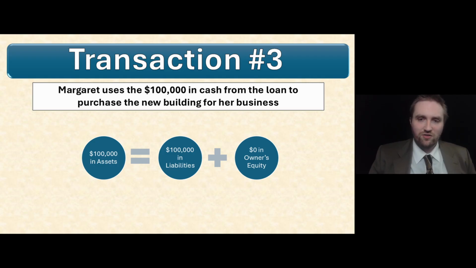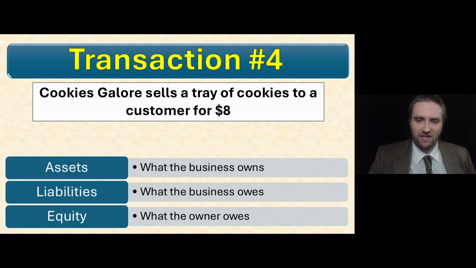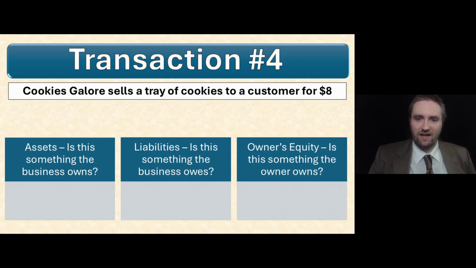Let's round out our introduction with 2 common transactions that don't fit obviously into the accounting equation. Transaction number 4. Cookies Galore sells a tray of cookies to a customer for $8 in cash. Step by step. Assets. Is this something the business owns? Yes. The business earned $8 by selling the cookies. They now have $8 in cash.